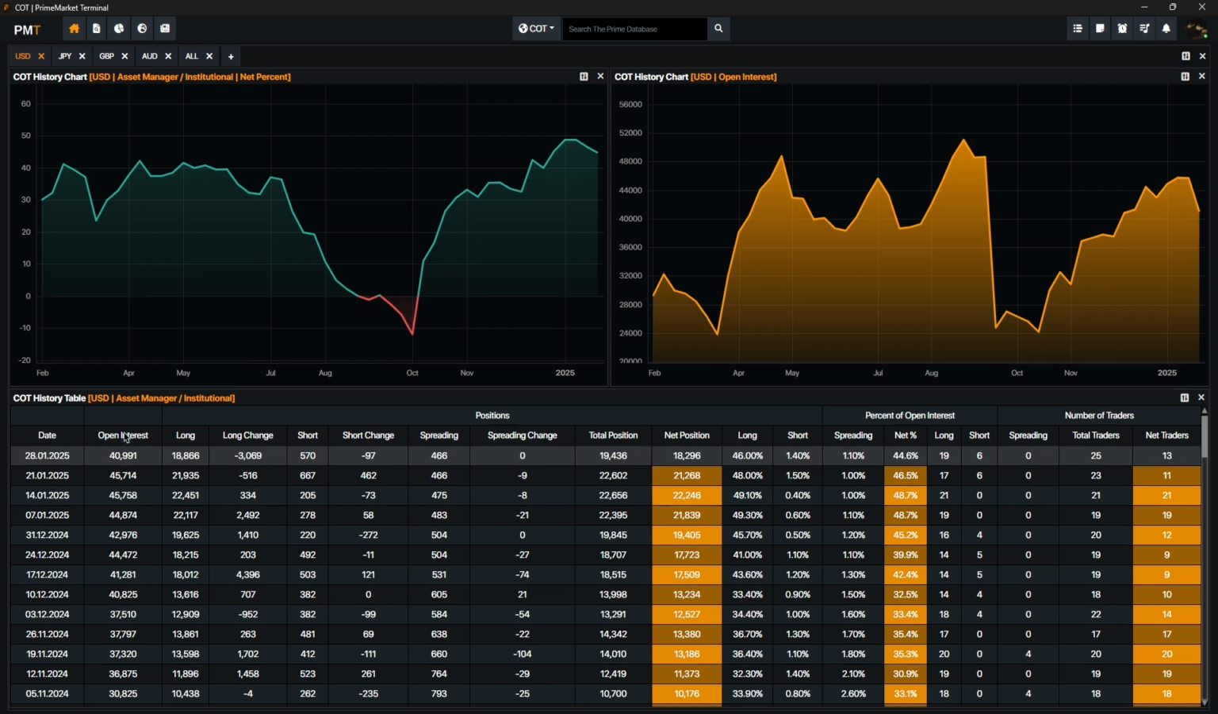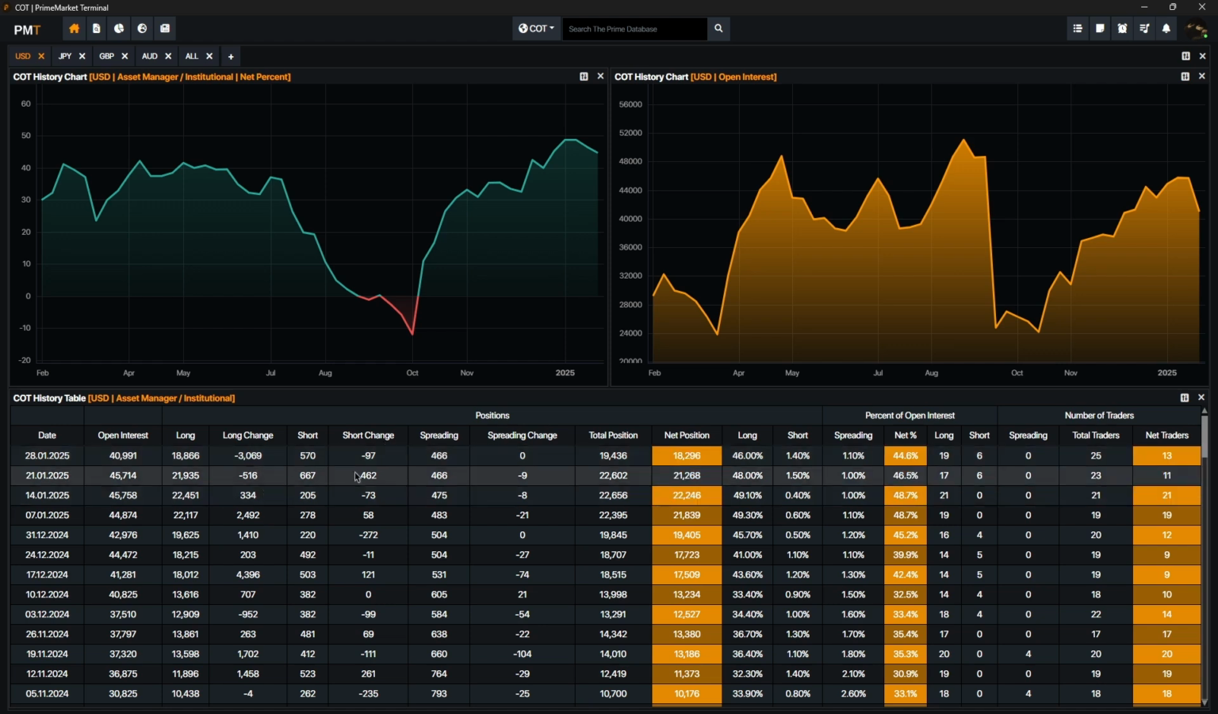So it's showing you for the dollar, asset managers, they removed 3,000 longs but they only removed 97 shorts. So this shows that they're actually more short than they are long. So yeah, and you can see this here. So the net change went down. So that's COT data. That's how I'm planning to use this.